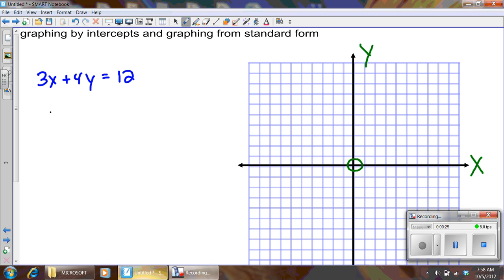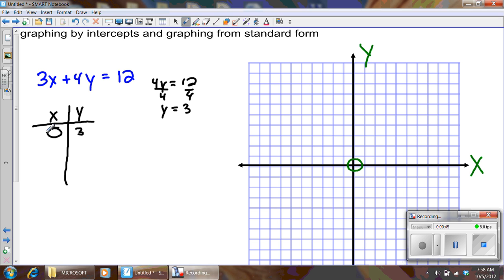You know, in a t-table, sometimes you pick 0 for x. And in this equation, 3x plus 4y equals 12, if x is 0, we get 4y equals 12, and then divide by 4 on both sides, and we get y equals 3. You are finding the y-intercept right there. The point (0, 3). Very deliberate and easy in many cases.